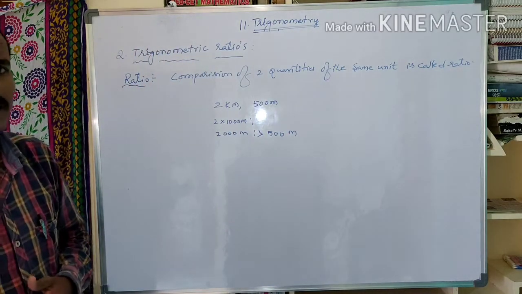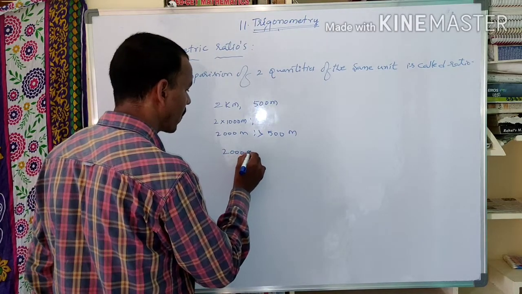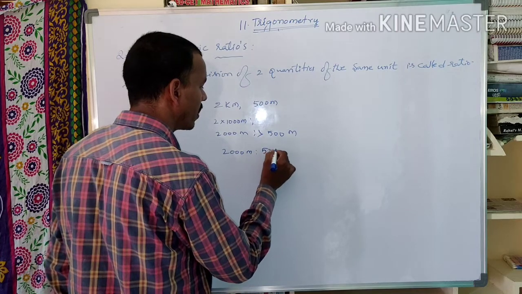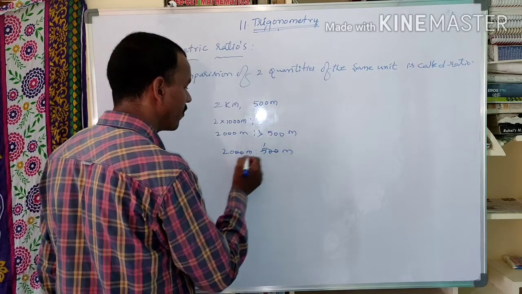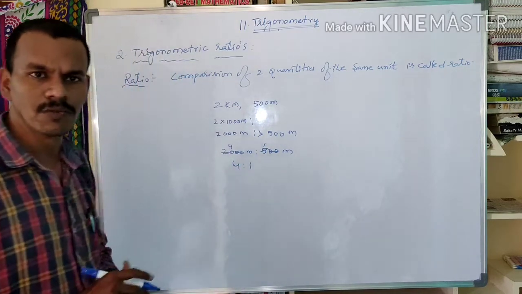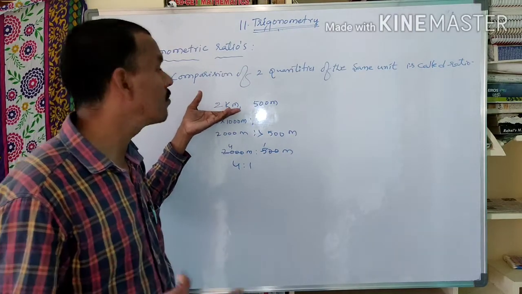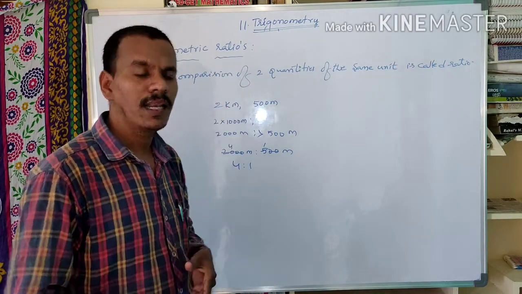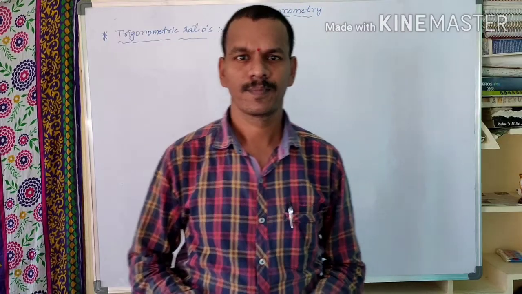And how can we compare it? 2000 meters is to 500 meters. So here 2 zeros get cancelled, 5 ones are 5, fours are 4, is to 1. 4 is to 1. So here 2 kilometers is 4 times the 500 meters. Like that we can compare. This is called ratio.